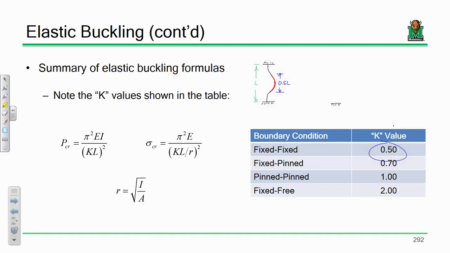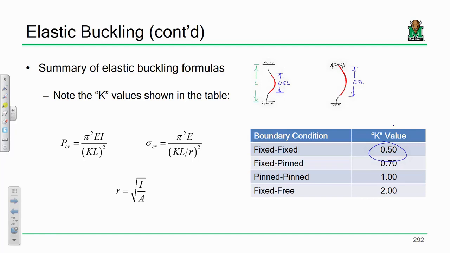If you have a column that's fixed on the bottom but pinned on the top, it buckles like that, because the bottom can't rotate. That's the deflected shape we're after, and we're saying that dimension is about 0.7 L. Does that make sense? Everybody okay with that?